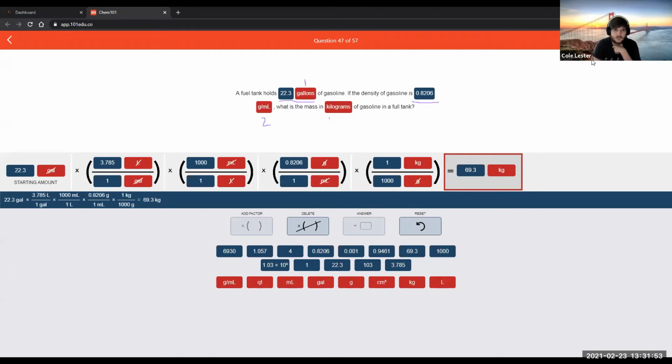So as Edgar has shown, we start with gallons. Then we need to convert to liters, then to milliliters. So we're able to use this grams per milliliter conversion. So we need to figure out how to get gallons into milliliters. And once we've done that, we use our conversion right here. Now we're in grams, and we convert grams to kilograms.